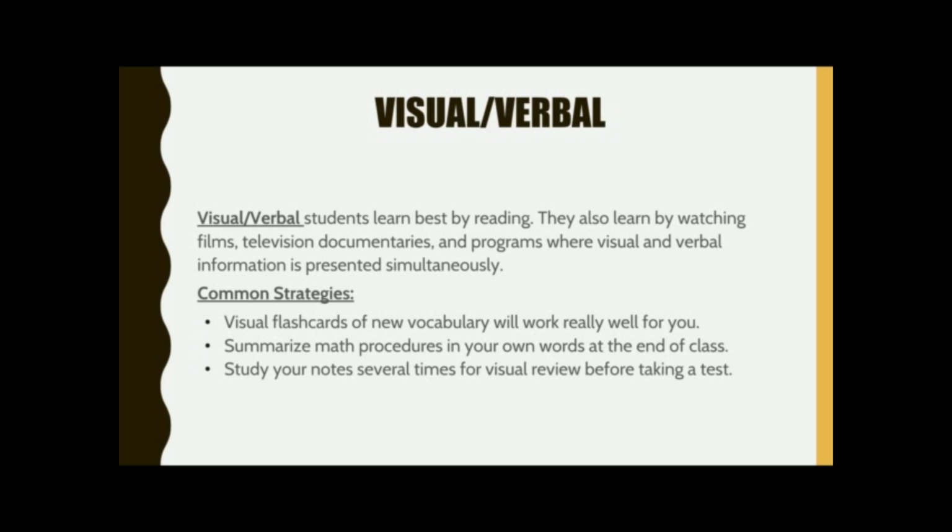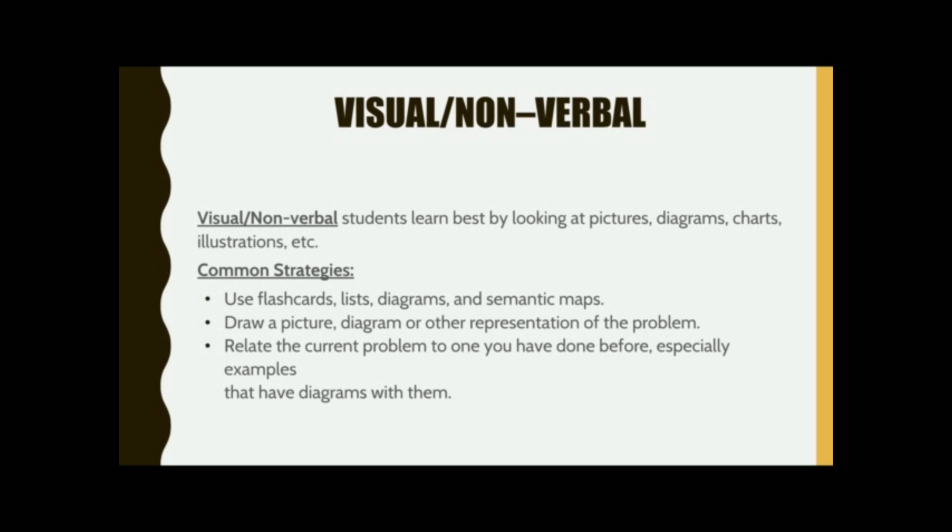Visual and verbal students learn best by reading. They also learn by watching films, television documentaries, and programs where visual and verbal information is presented simultaneously. Visual nonverbal students learn best by looking at pictures, diagrams, charts, illustrations, etc.